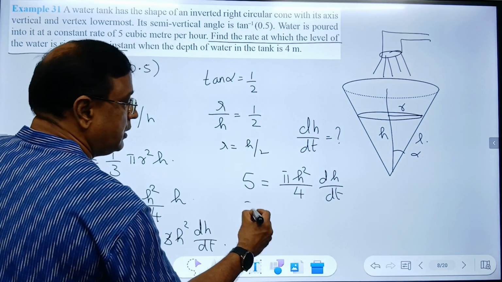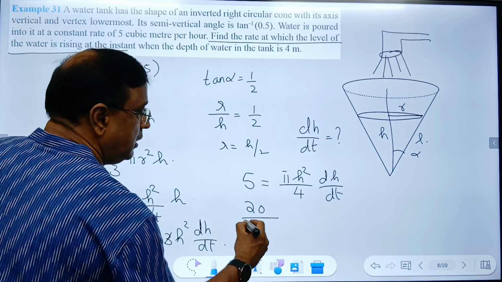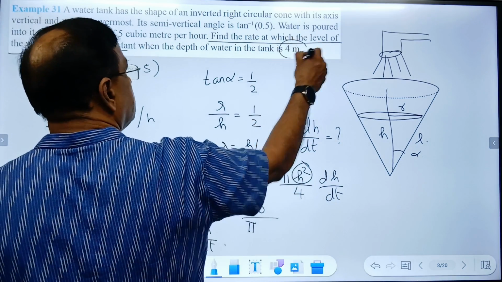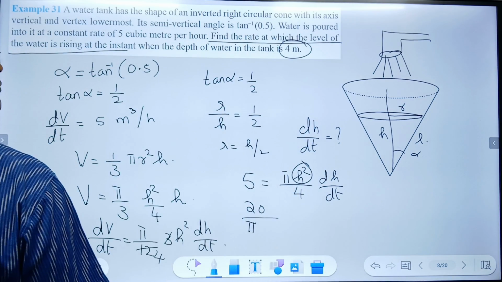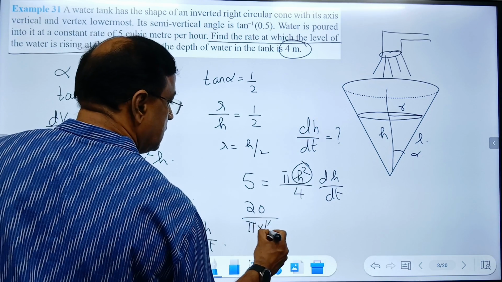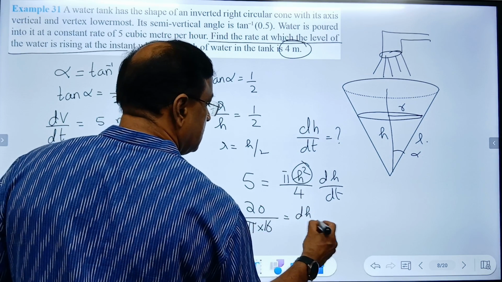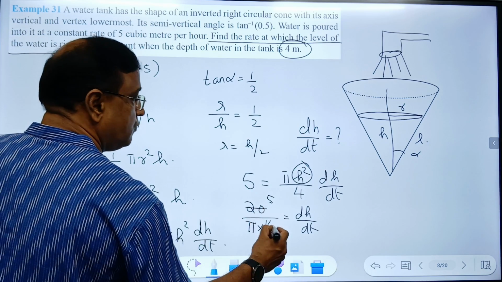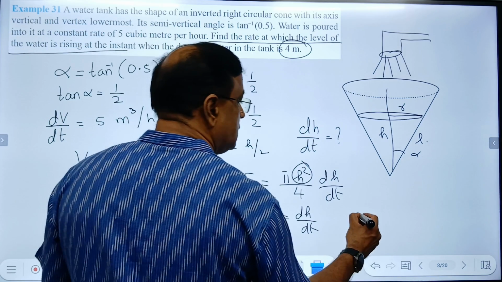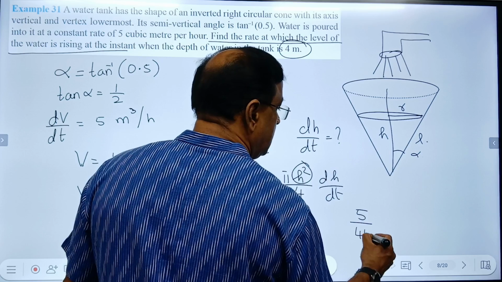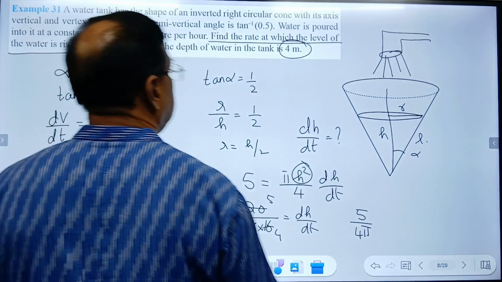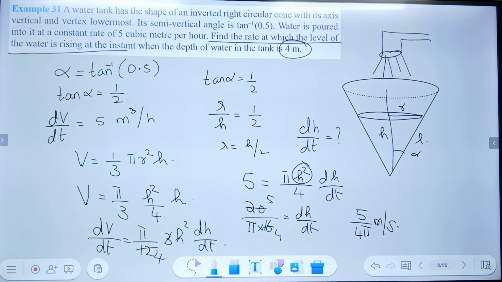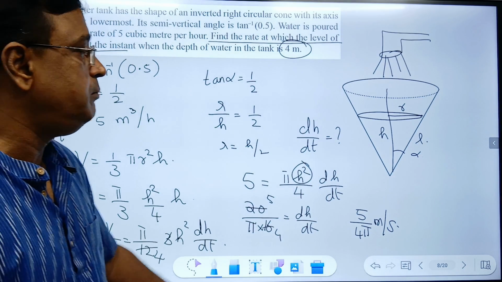Cross multiply, you get 20 by pi. But what is H? H is nothing but 4 meters. So it is 16. So 4 goes 5 times, 4 goes 4 times. So the answer is 5 by 4 pi meters per second. So the height is increasing at the rate of 5 by 4 pi meters per second.